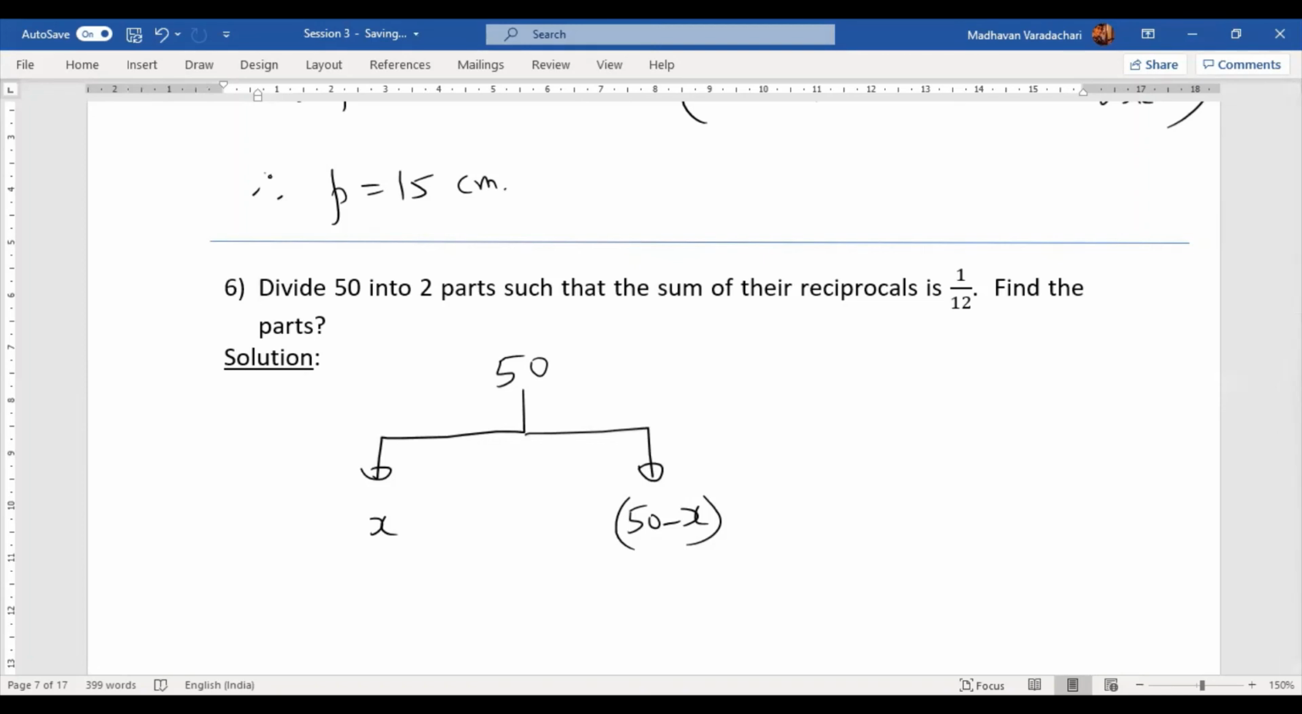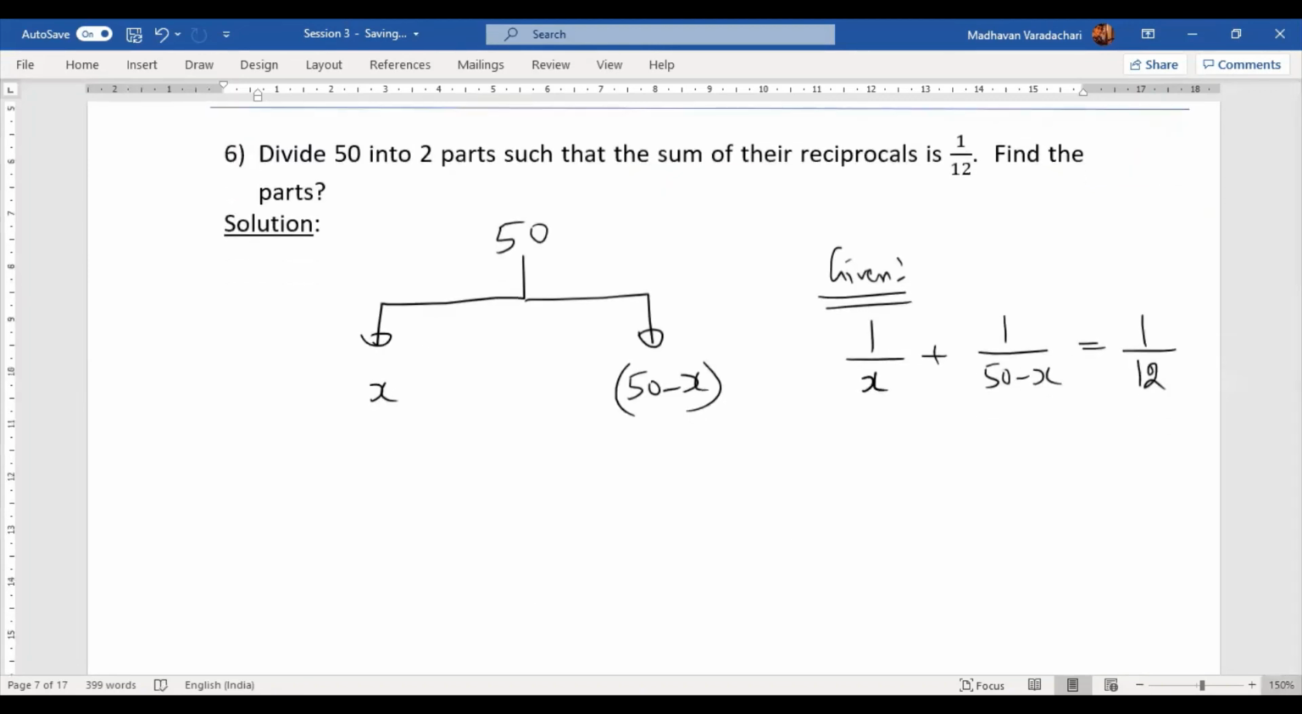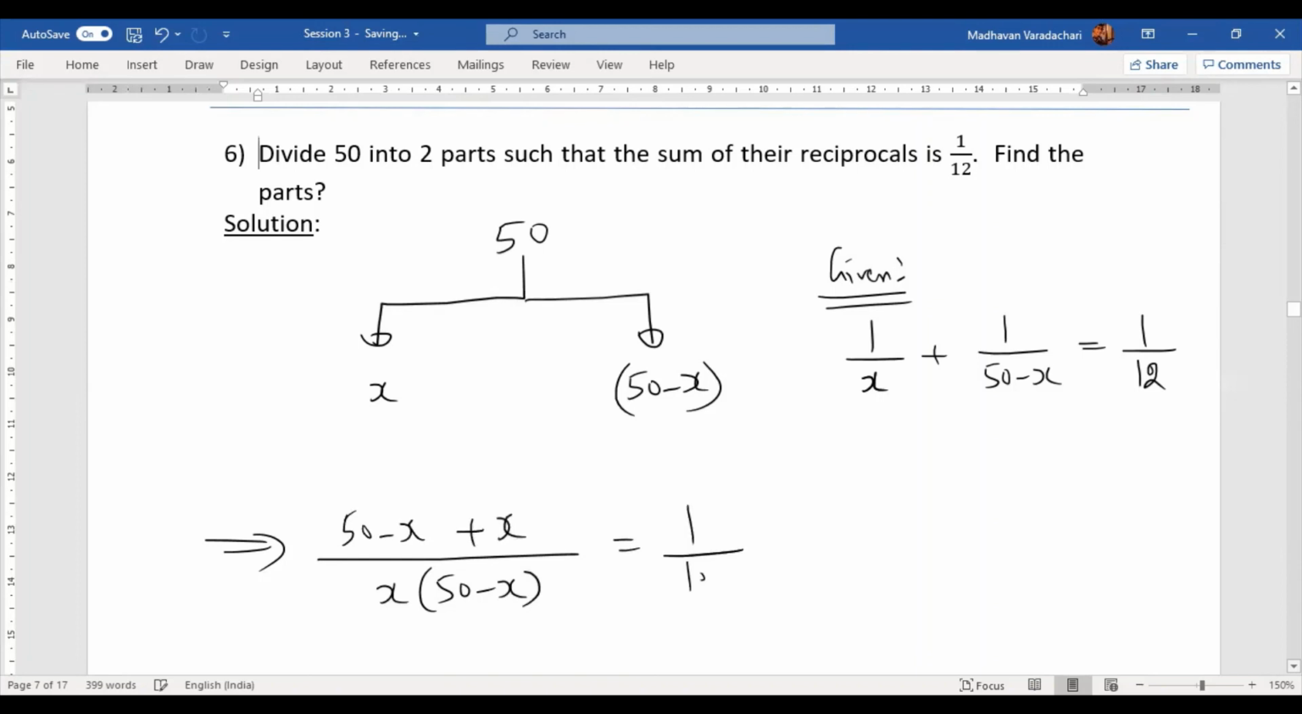Now, what is given? Given sum of their reciprocals, means 1 by x. Reciprocal means inverse. So reciprocal of x is 1 by x. Reciprocal of 50 minus x is 1 by 50 minus x. Sum of these two gives you 1 by 12. Now what? You need to take an LCM for this. Means LCM for x and 50 minus x becomes x into 50 minus x. So here you will get 50 minus x. Here you will get x equal to 1 by 12.